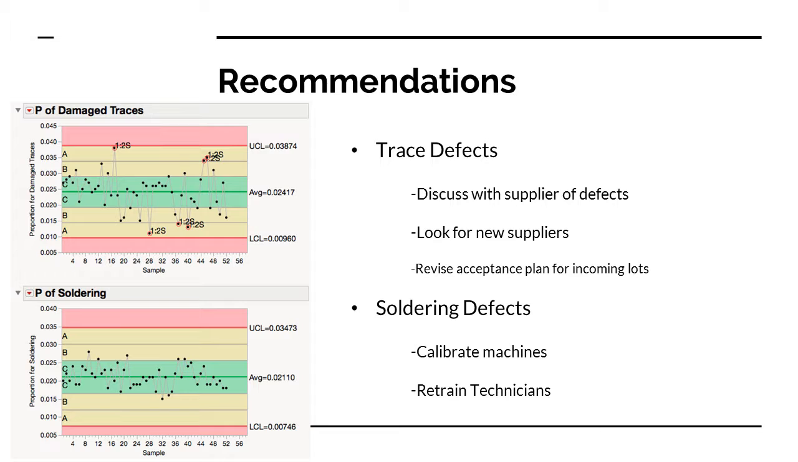Also, we should look for new suppliers if we possibly have to go to a new supplier for this. Third is revising our acceptance plan for all these incoming lots. If we're taking in these poor quality products, we need to maybe have a better acceptance plan. And finally, for our soldering defects, I think we should calibrate the machines better and retrain the technicians to fix these defects, just because of how small the variation is.